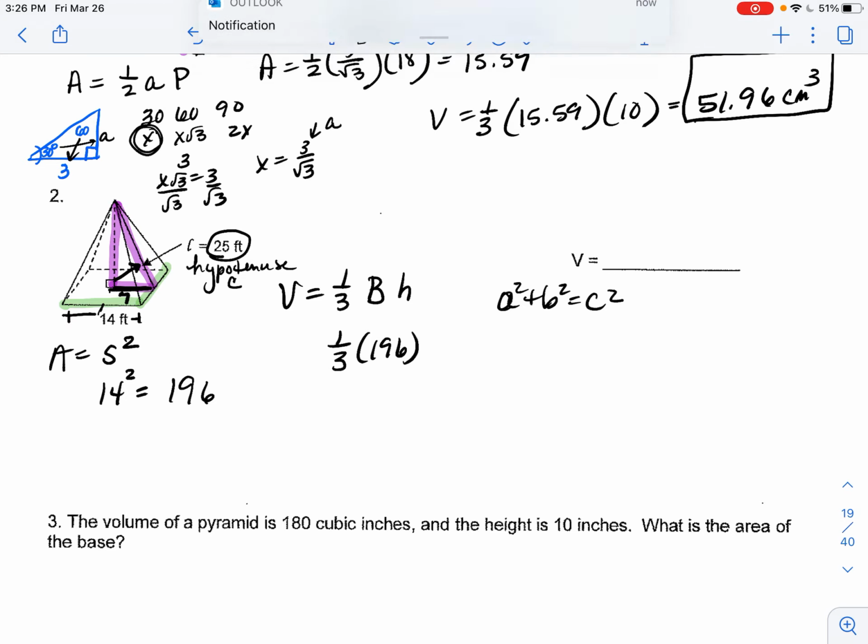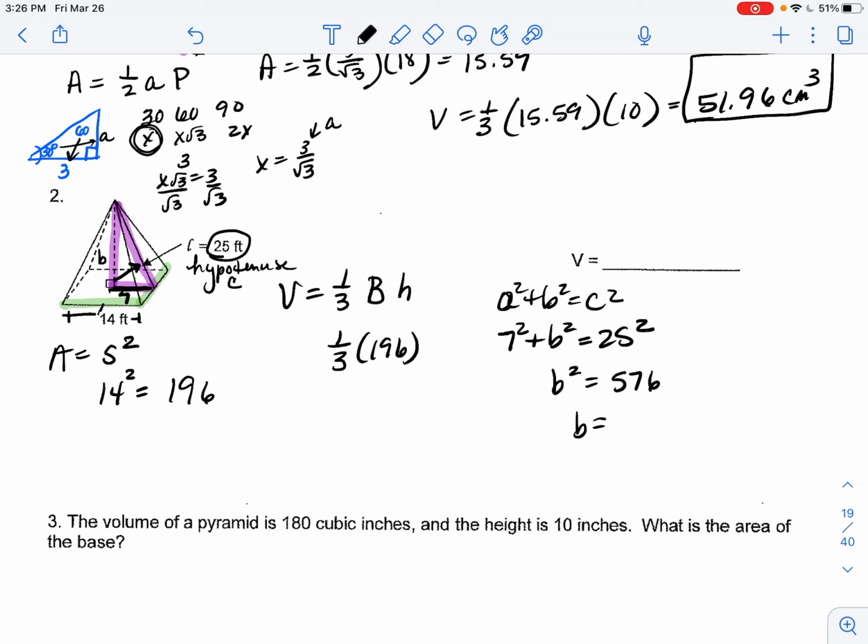So let's call this b. So 7 squared plus b squared is equal to 25 squared. 25 squared is 625. If I take away 7 squared, b squared is equal to 576. And if I take the square root, that's 24. So the height is 24.